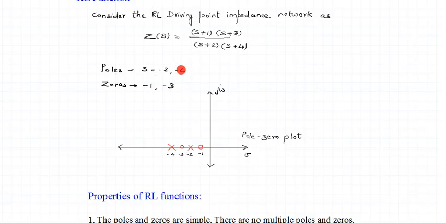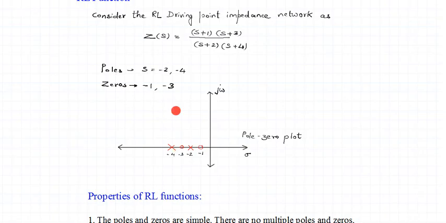So we have obtained the poles and zeros. Let us plot these pole zeros in the pole zero plane, in the S plane. So we'll plot the first zero. The first zero is at -1. So you could see here, this is the first zero. The second zero is at -3. So this is the second zero which is plotted.